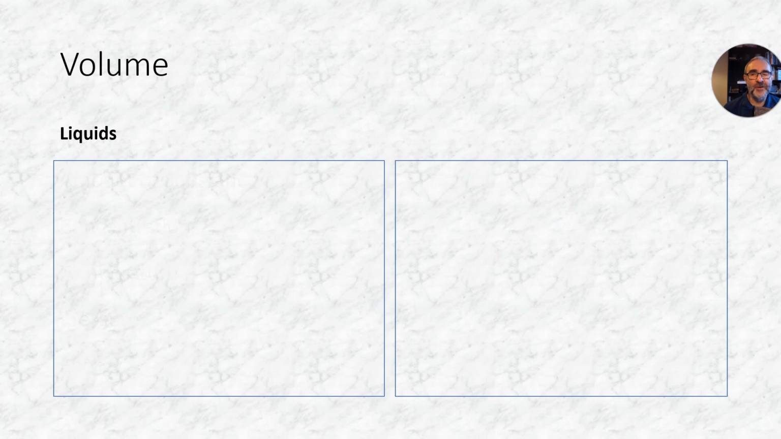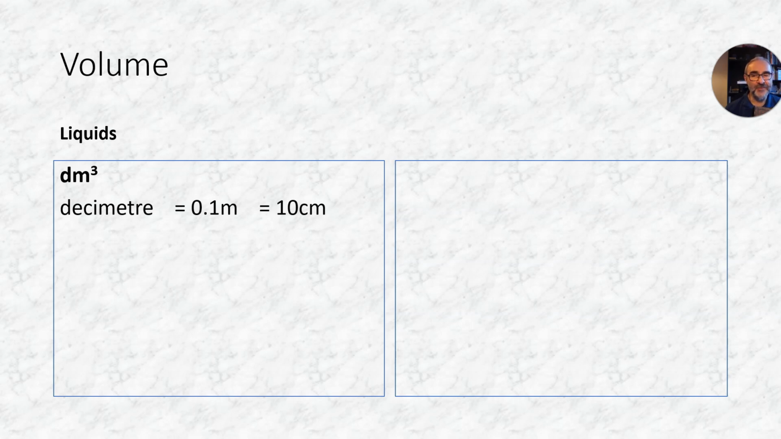So we're going to talk about volume first, and let's talk about liquids. So this is liquid substances or solutions. The same unit will apply in both cases. We use dm³, the decimeter cubed. Let's dig into what that unit actually is.